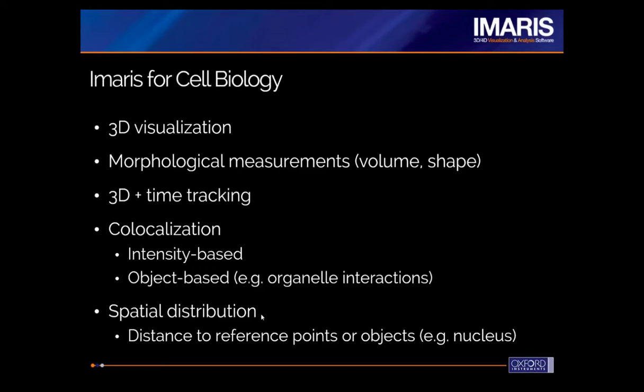We can also help you understand the spatial distribution of your organelles or your proteins within the cell. So for that, it's not just understanding where they are within the image, but you want to understand where they are in relation to a certain object. And so that could be the nucleus, or you could pick a specific reference point. We also allow you to understand how far away they are from the edge of the cell. And so those are some built-in tools that we have within Amaris that can help you get the exact kind of results that you're looking for to help you with your specific experiments and research.